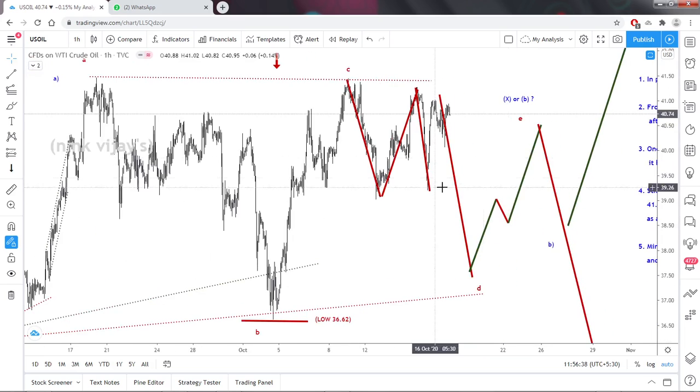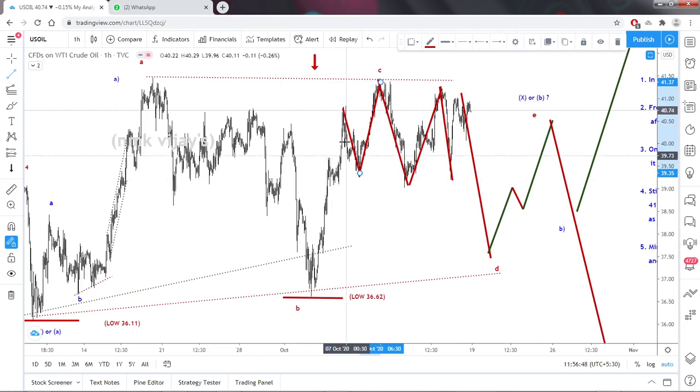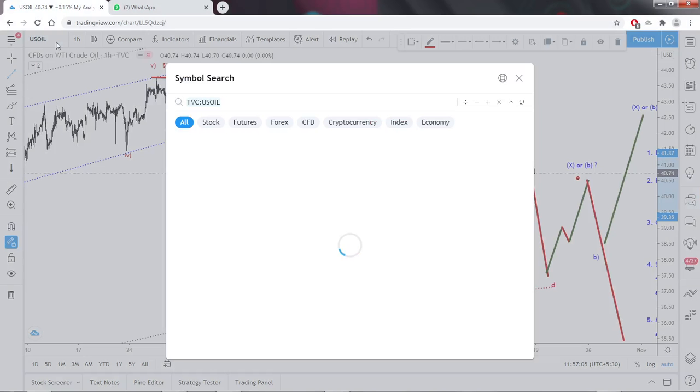So in either case, it's already broken this low also. So if we took this as an A, this could be a B, but this is looking like a three-wave structure again. So let's see, I'm not sure. I will update on that later onwards. So let's move on to Bitcoin.